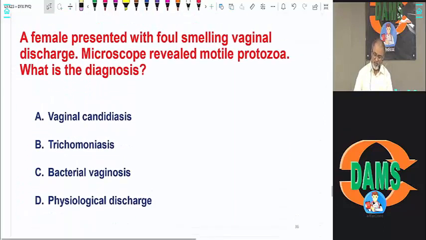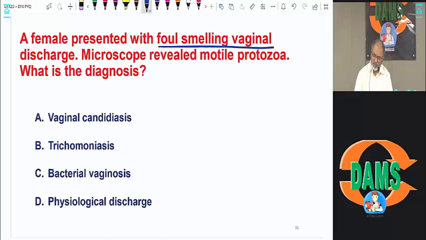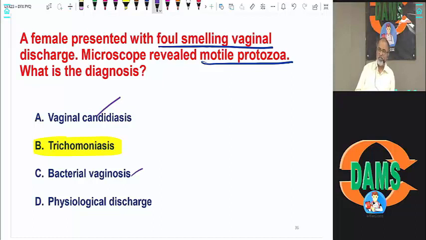A female presented with foul smelling vaginal discharge. Microscope revealed motile protozoa. Again boring. Protozoa in vaginal discharge, one and only fellow. Who is that? Trichomoniasis. Curdy white vaginal discharge, rotten fish smell, bacterial. Rotten fish, bacterial. Curdy white is Candida, it's called moniliasis, whereas the protozoa one and only is Trichomonas vaginalis.